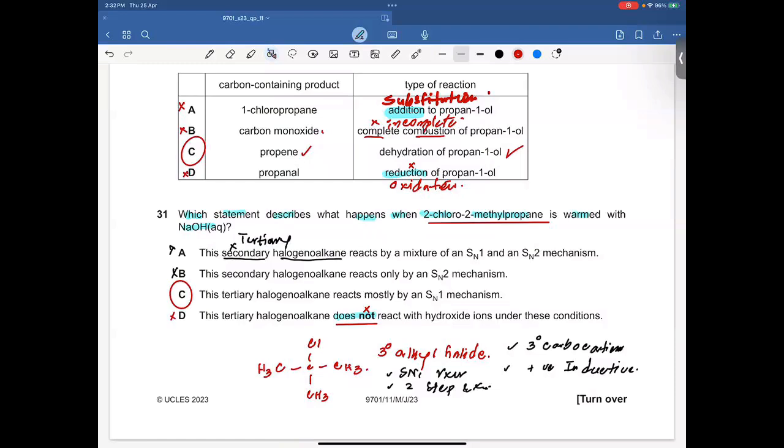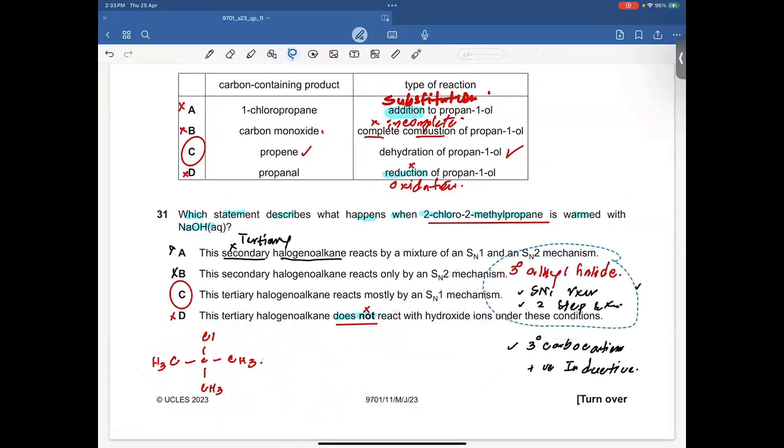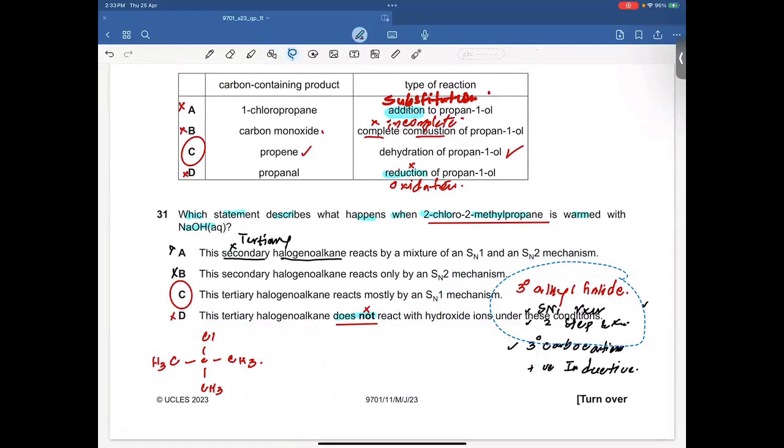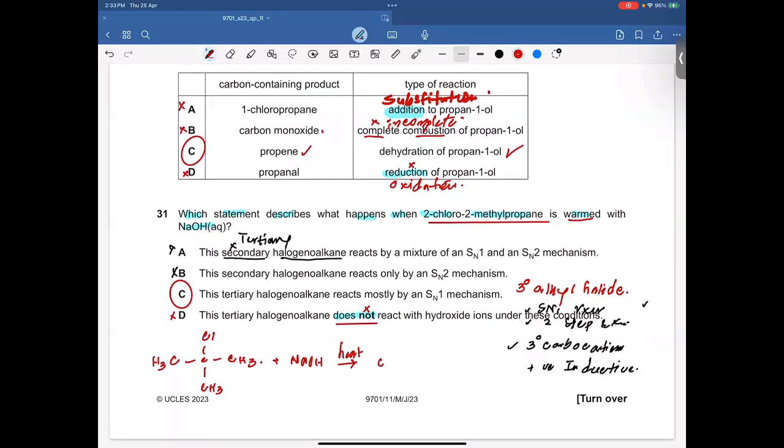Okay, and let me give you the reaction. So when NaOH is used under heat, because the examiner is warming the solution, it will turn to a tertiary alcohol, which means hydroxide ions are also involved in the reaction, and therefore D is incorrect.